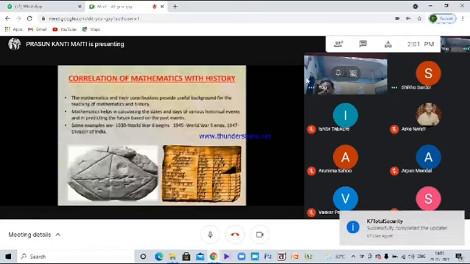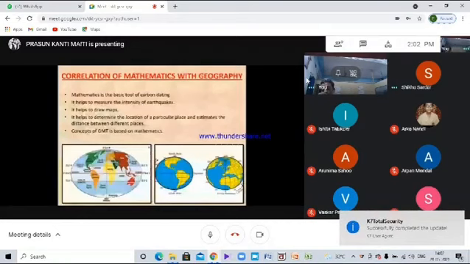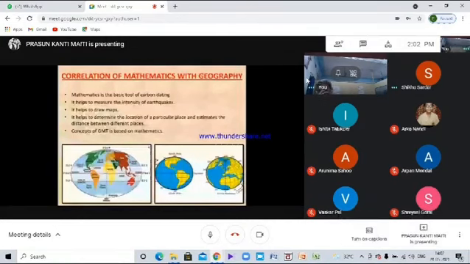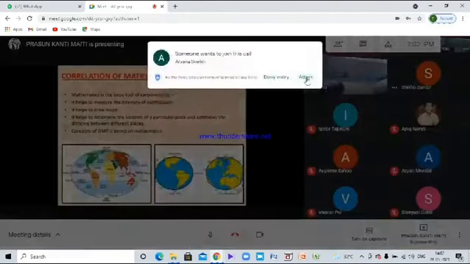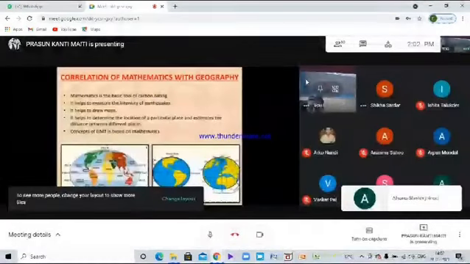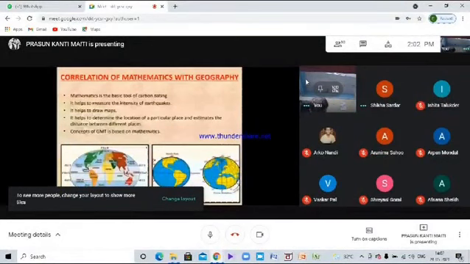In the next slide, in this section, we have discussed the relation between geography and mathematics. Geography requires mathematical calculations to find the distance of places, gradient of hills, areas and heights of places. Places' locations are also given in terms of degrees. Math helps to draw maps. It helps to measure the intensity of earthquakes. The concept of GMT is also based on mathematics.